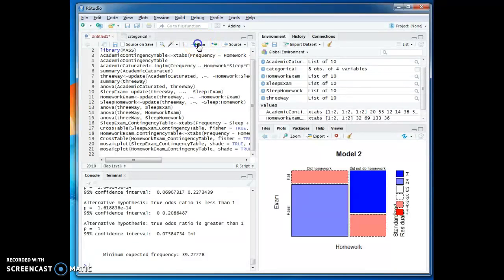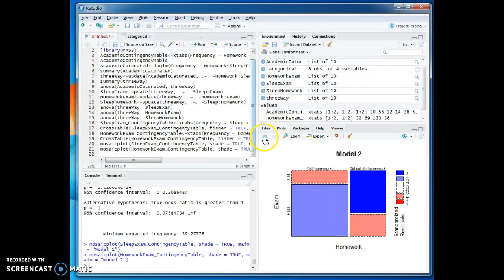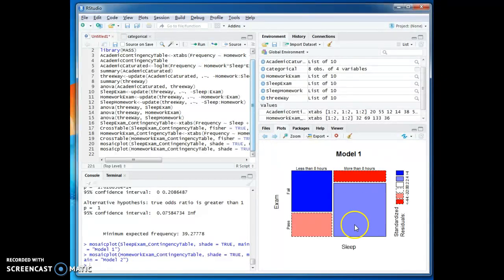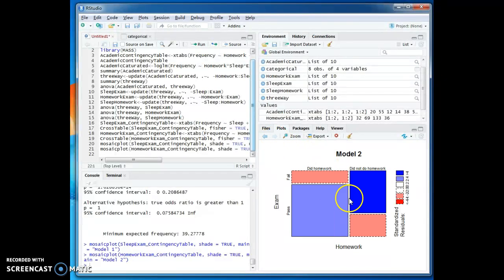We can also run the function to get the graphs to see how the frequencies show. This is the pass and this is the fail. We can see that when students sleep more than 8 hours, they are more likely to pass the exam. When the student did not do their homework, they are more likely to fail their exam. Yeah, this is analyzing categorical data.